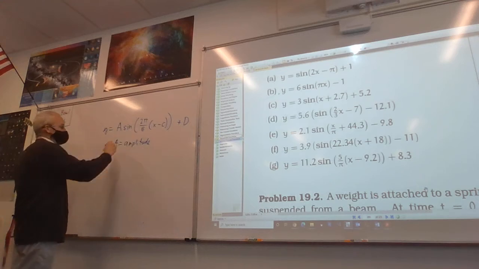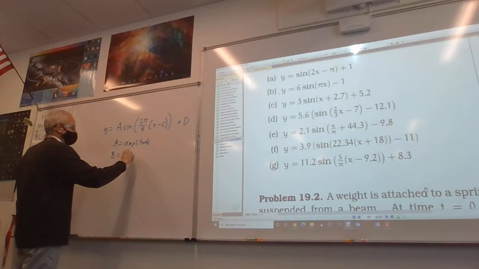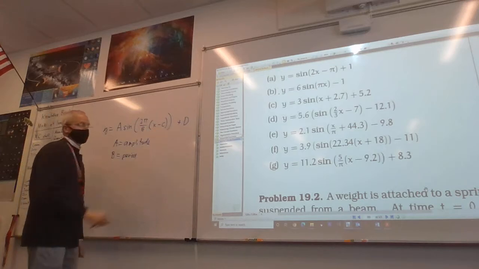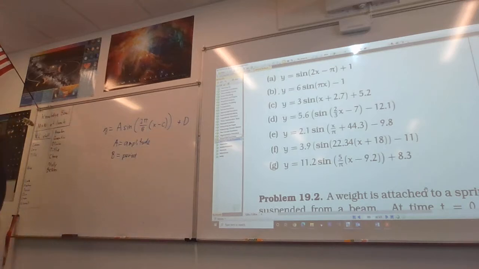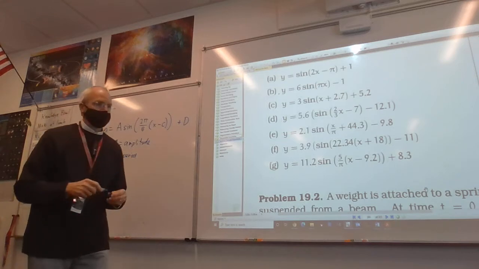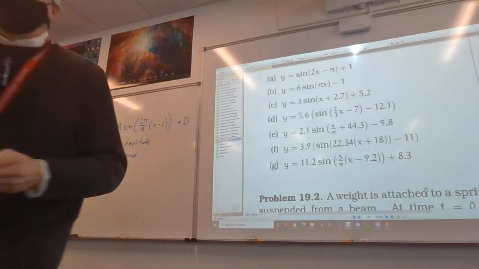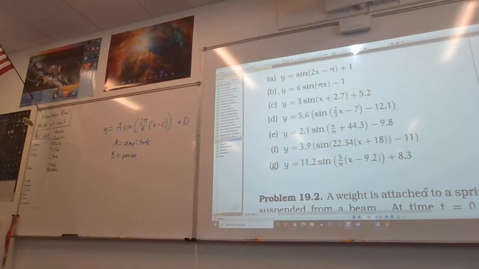B, in this case, is the period, which doesn't make much sense. Why should B be period? But they're trying to go A, B, C, D. So that's why B is the period, because A makes sense, A for amplitude. So far, so good, but B for period. But whatever. B is the period, not the frequency.